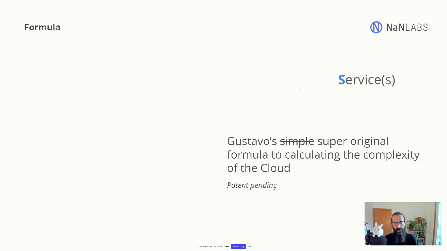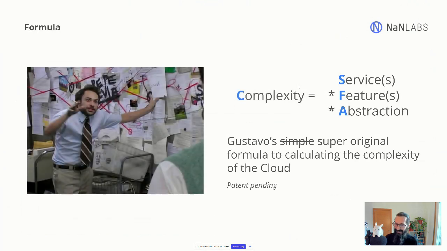So the amount of services that we have, multiplied by the amount of features that each service has, multiplied by the level of abstraction, is what is going to give us the complexity of the cloud. And the idea for this whole presentation is to try to break down this formula, try to find some tips or guides on how to navigate this complexity, and hopefully land on the services that will fulfill our business needs and help us be better engineers.